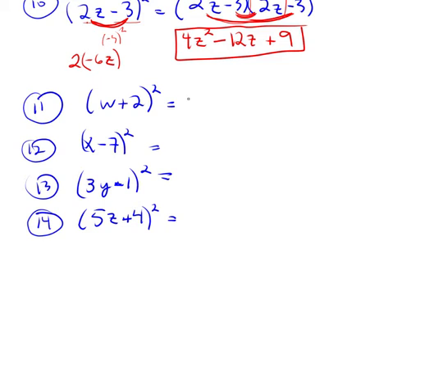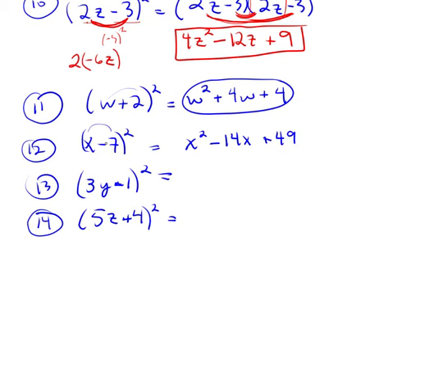Welcome back. So we have w for 11, we have w squared. The middle term will be 2 times w, and then we square that, which is 4w. And then this last term will be 2 times 2 is 4. Number 12 will be x squared minus, and then 7x times 2 is 14x, plus 49, because negative 7 times itself is positive 49.